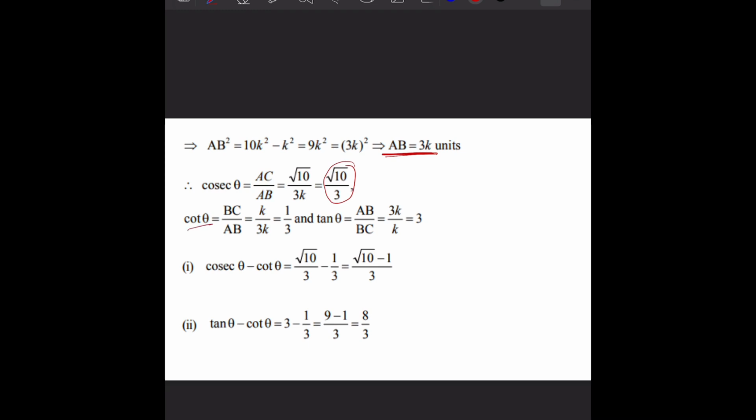Then if cot theta is 1 by 3, then tan theta will be 3. Cosec theta minus cot theta will be root 10 by 3 minus 1 by 3, which is root 10 minus 1 by 3. What do we need to find next? Tan theta. What is the value of tan theta? Tan theta is the reciprocal of cot theta. If cot theta is 1 by 3, tan theta will be 3. 3 minus 1 by 3, that will be 8 by 3. Moving on to the next.